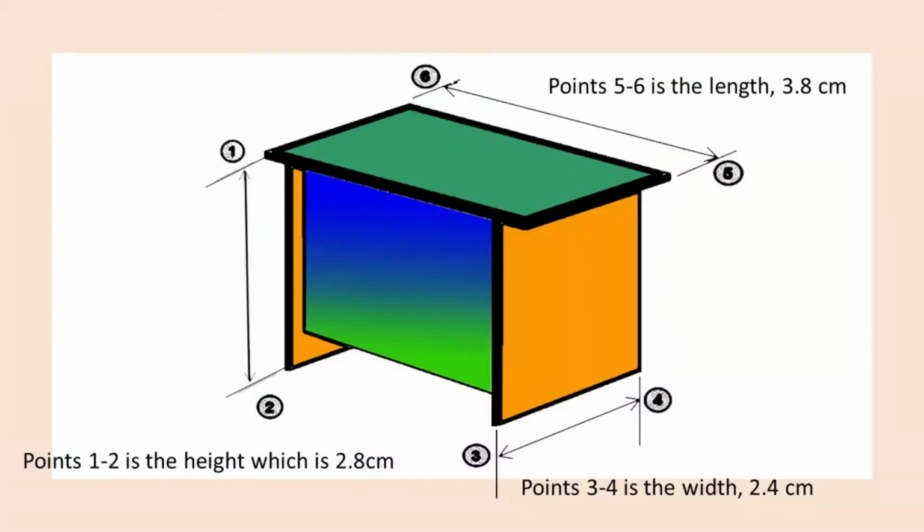Points 1 to 2 is the height, which is 2.8 centimeters. Points 3 to 4 is the width, 2.4 centimeters. Points 5 to 6 is the length, 3.8 centimeters.